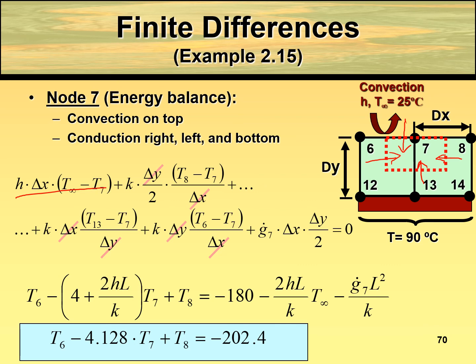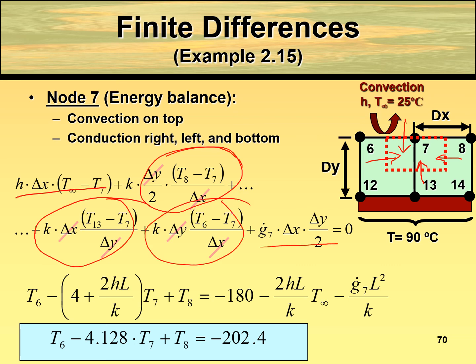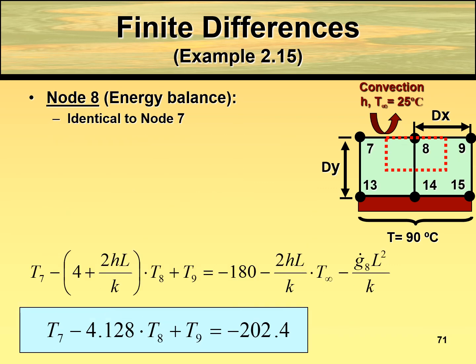For node 8 to 7 is conduction, so you have this equation here. Node 13 to 7 is this equation. Node 6 to 7 is this equation, and not forgetting our heat generation. So heat generation here, this is half a node, so delta X times delta Y divided by 2. So you will end up with this equation.